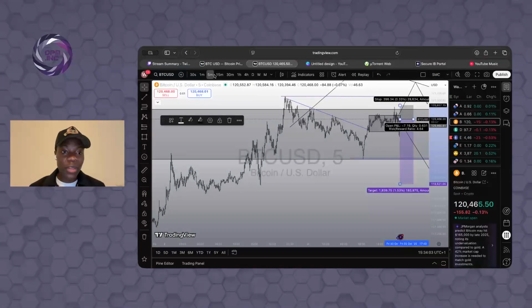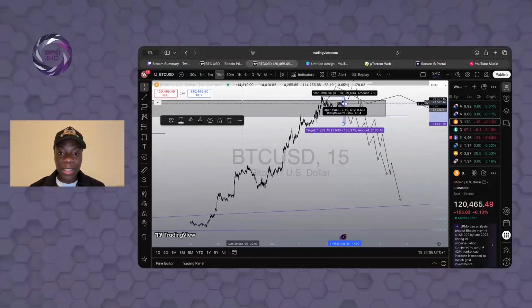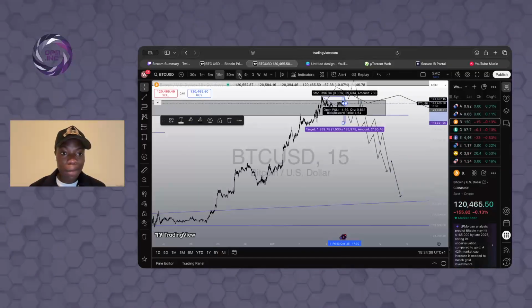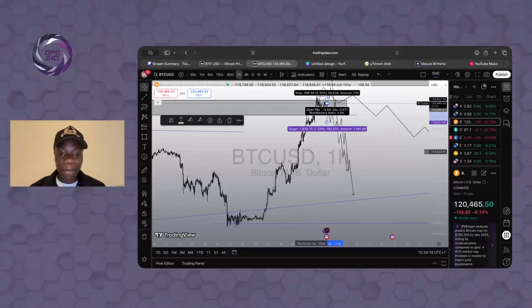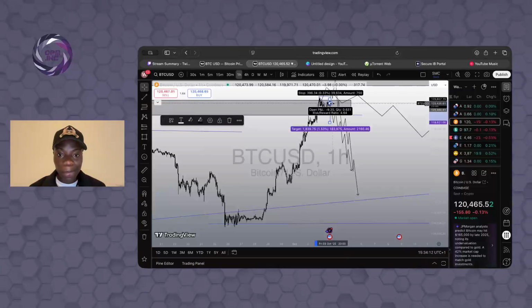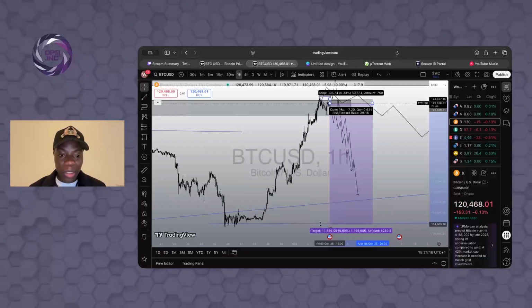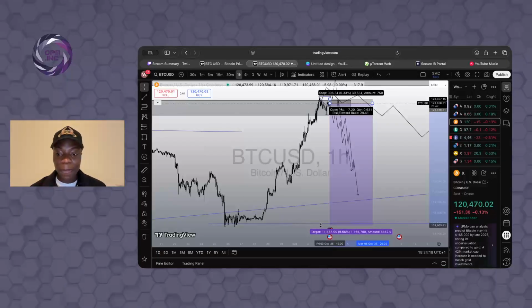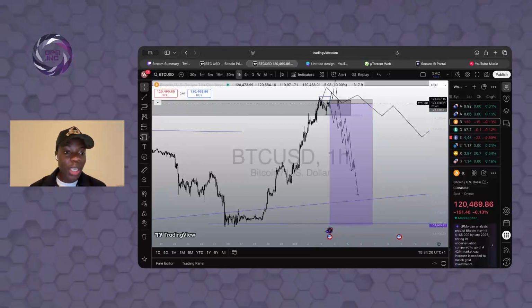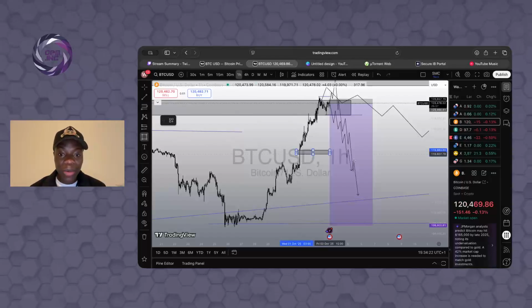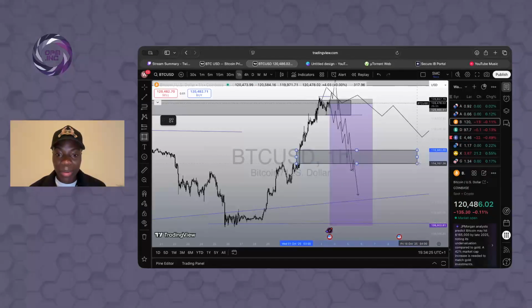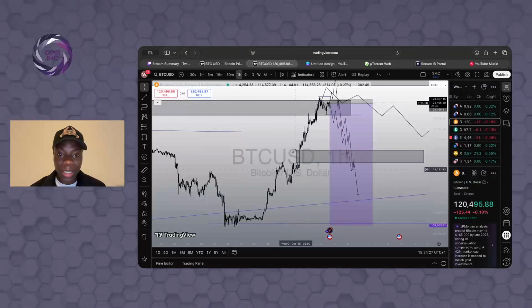The first take profit level that we're going to be looking at in this scenario, going to the 1 hour time frame, is around 108k. Obviously you can take your profits a lot earlier than that. We have this imbalance right here that price may react off and then continue to the upside.